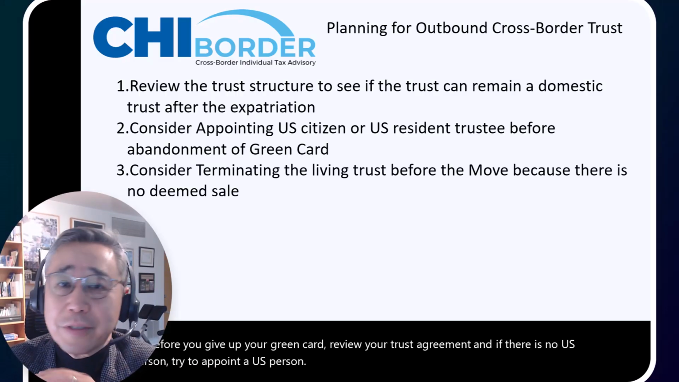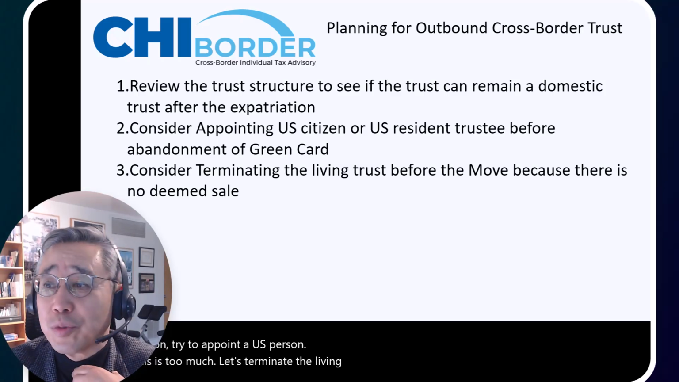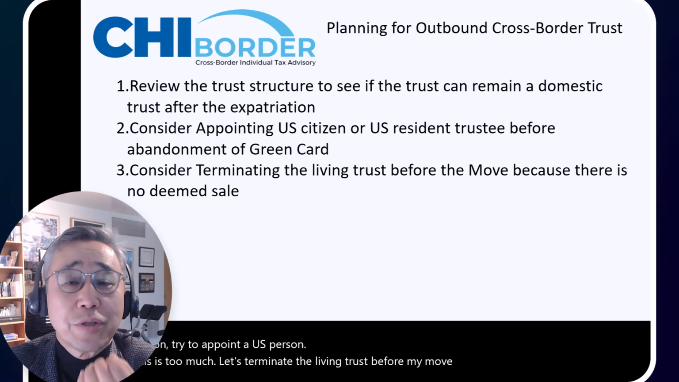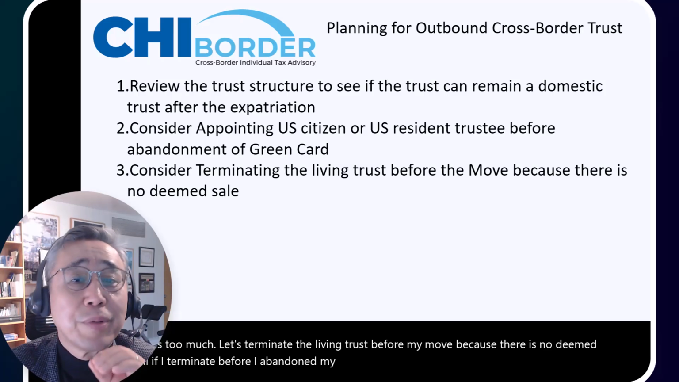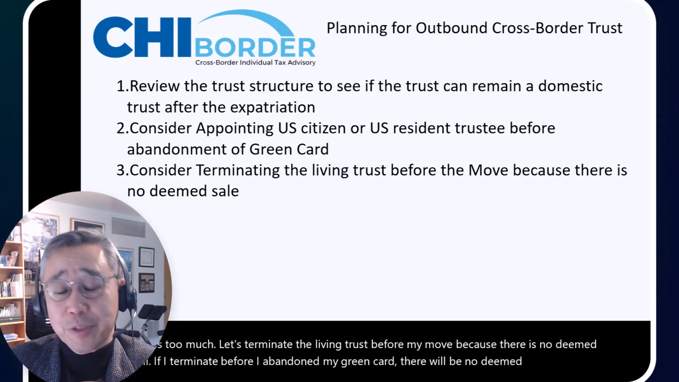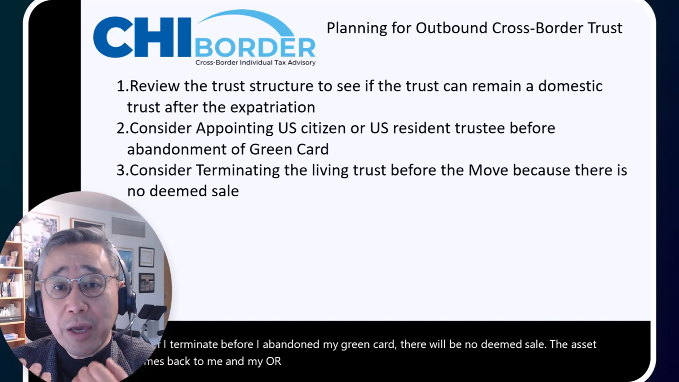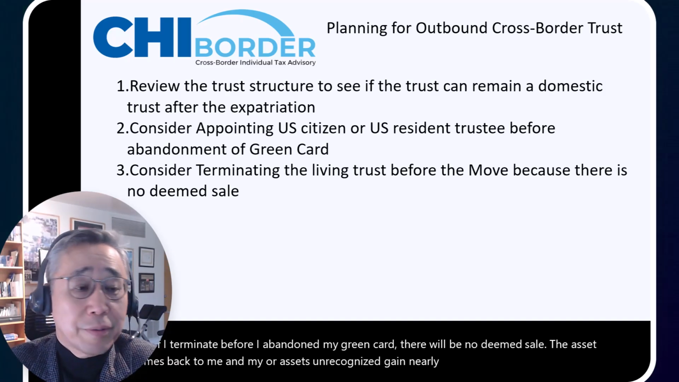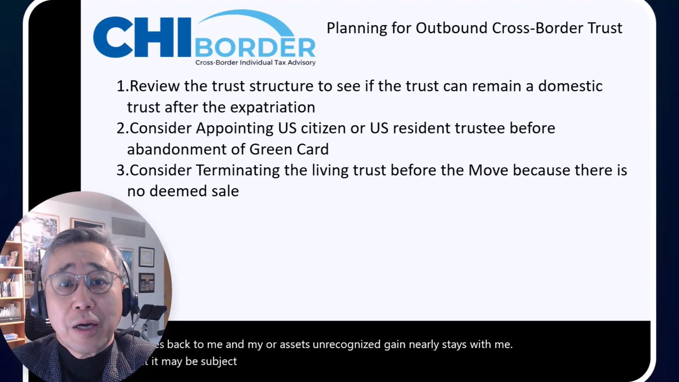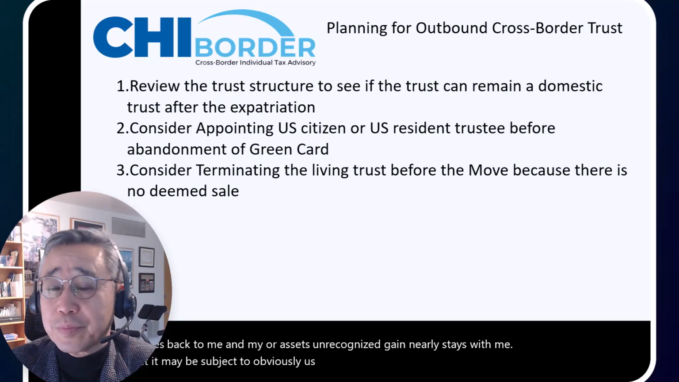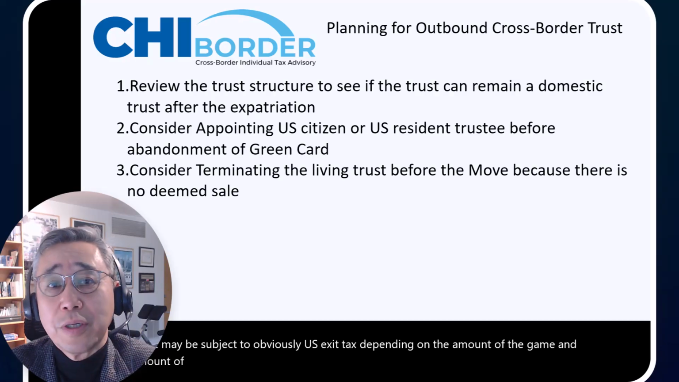Or, if this is too much, terminate the living trust before the move, because there is no deemed sale. If I terminate before I abandon my green card, there will be no deemed sale. The assets come back to me, and the unrecognized gain stays with me. But it may be subject to, obviously, U.S. exit tax, depending on the amount of the gain and the amount of your total asset size.